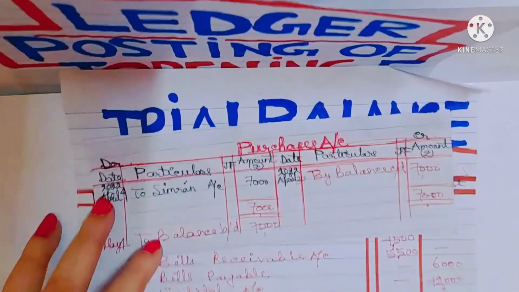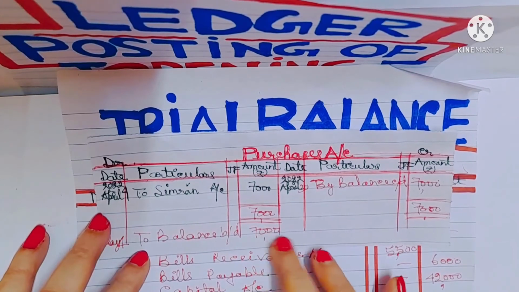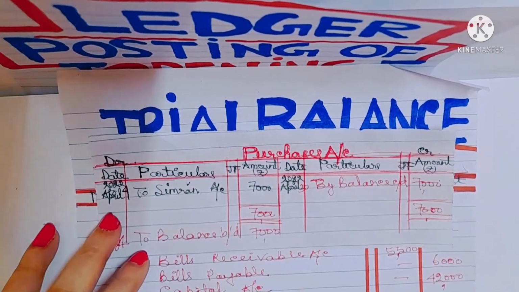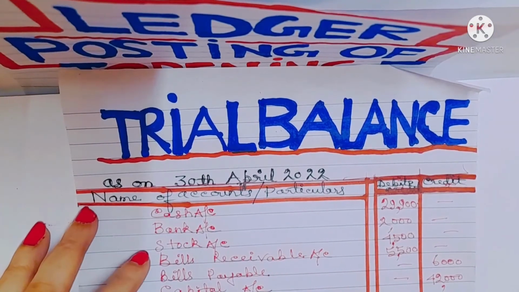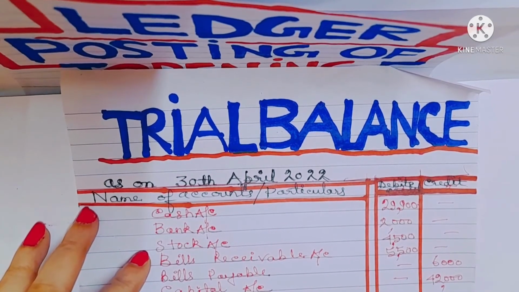Purchases account. Purchases account is a debit balance since 7,000 is written beneath the debit total. So let's write. Since purchases account is a debit balance, we'll write 7,000 in the debit column. So let's see the next account.